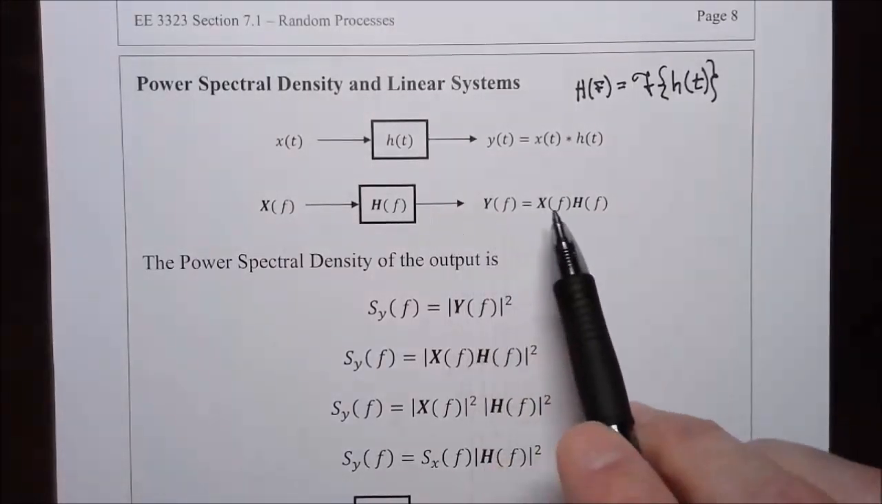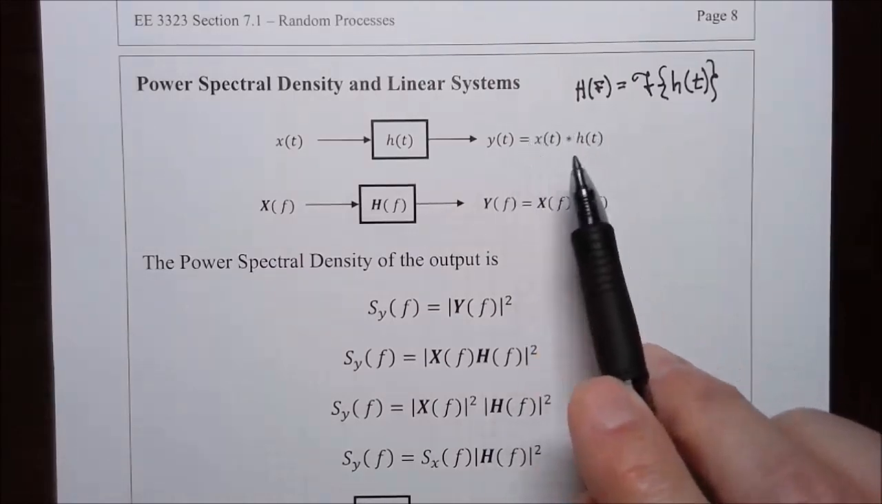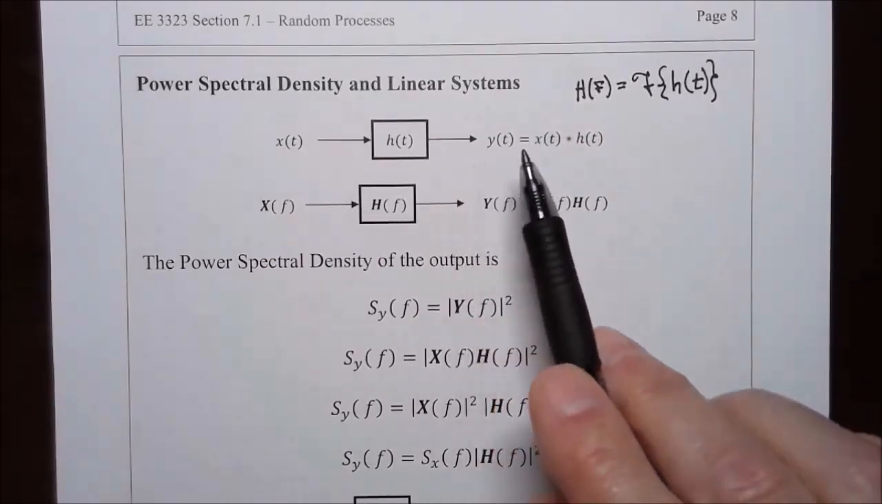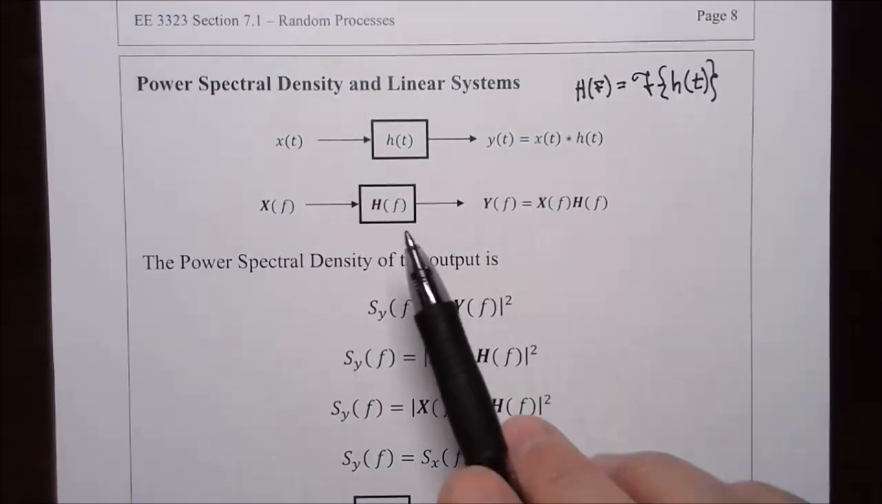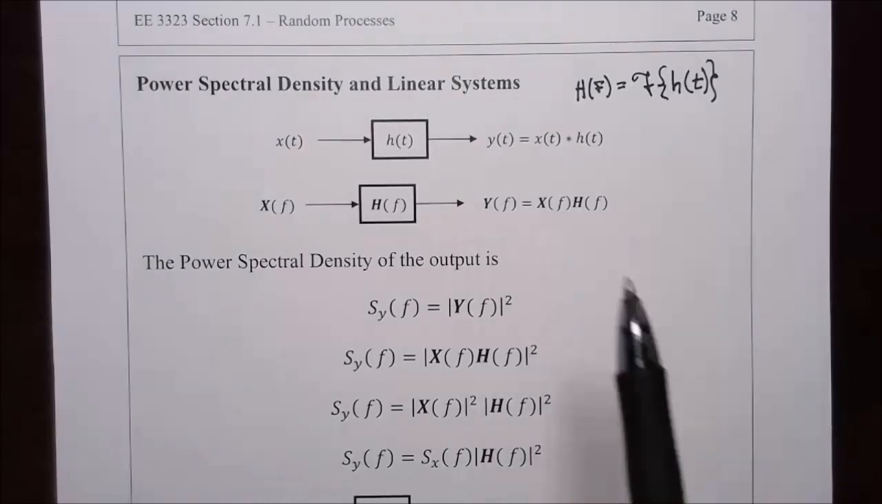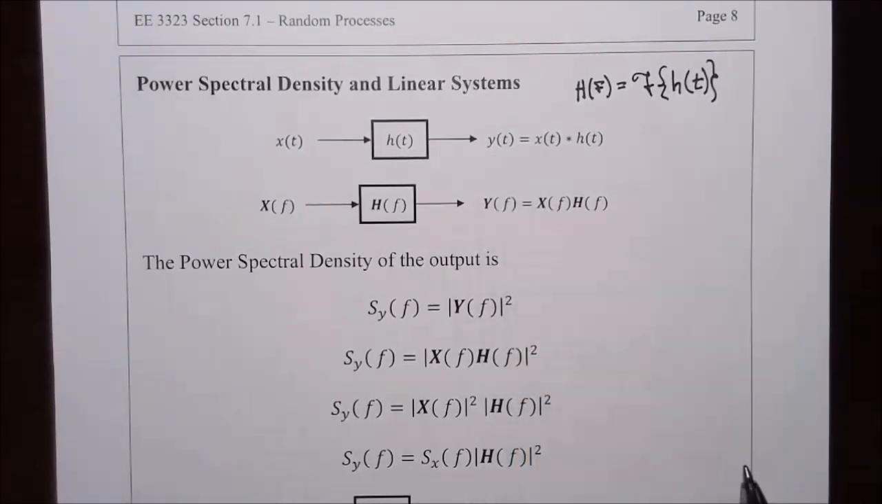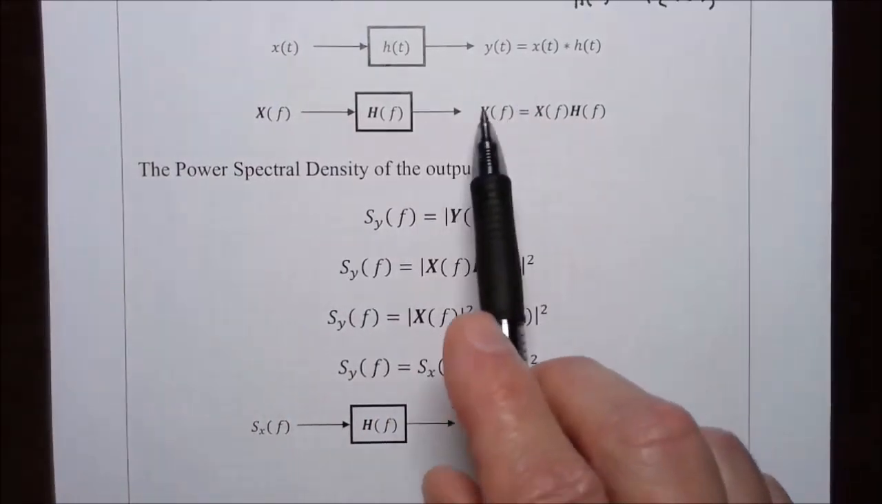And this is a very useful relationship. Sometimes it's a lot easier to work out this multiplication than it is to work out this convolution. So you can see the advantage of using the Fourier transform and finding the transfer function and using multiplication instead of convolution.